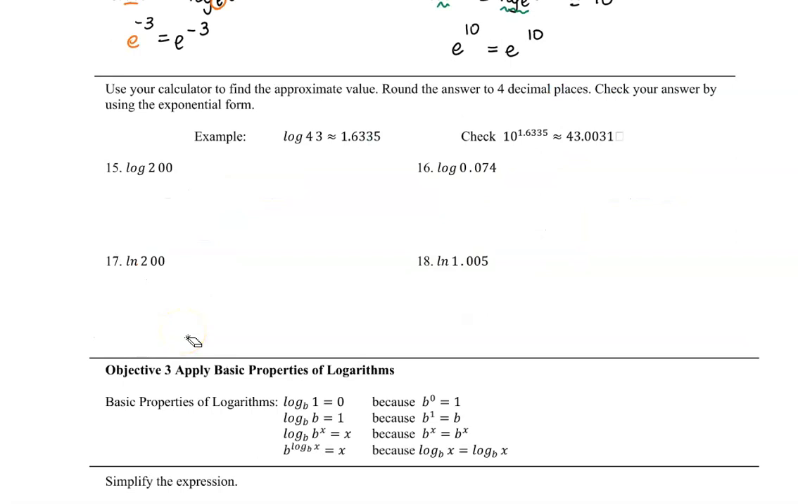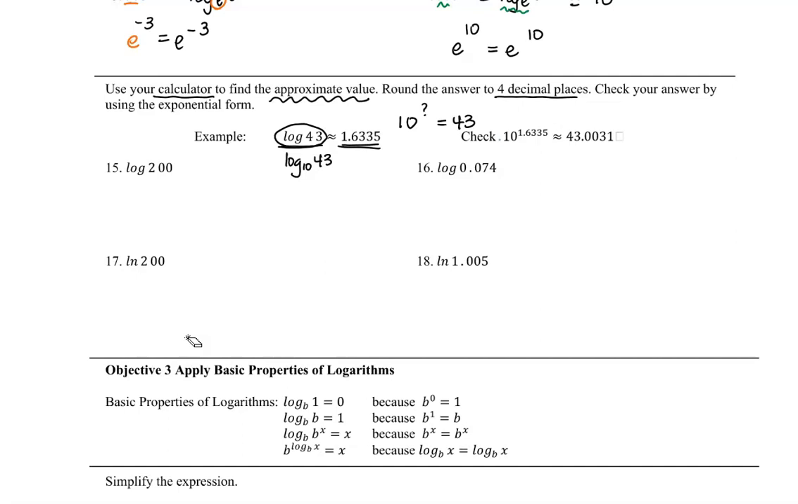In examples 15 through 18, we're being asked to use our calculator to find these approximate values, and we want to round to 4 decimal places. So a quick example here. If on your calculator you type in log of 43, your calculator will return about 1.6335. So what your calculator is telling you is that when you typed in log of 43, you were looking for what exponent went on the base, and log written with no base is the same thing as log base 10. So you are asking your calculator what exponent goes on the base of 10 in order to get 43. And your calculator is telling you that that exponent should be 1.6335.